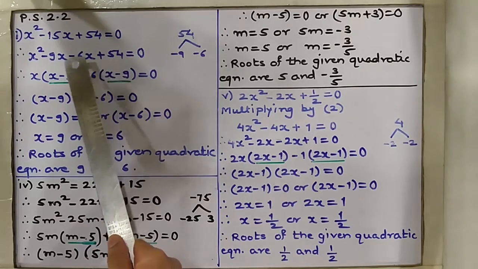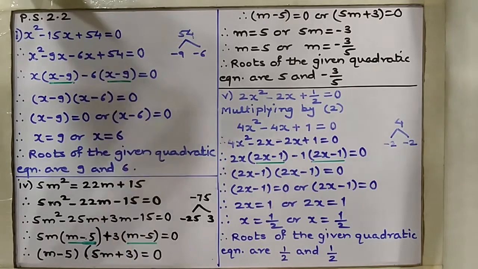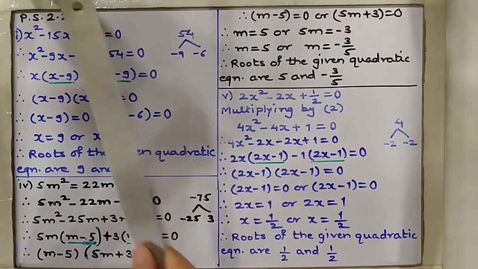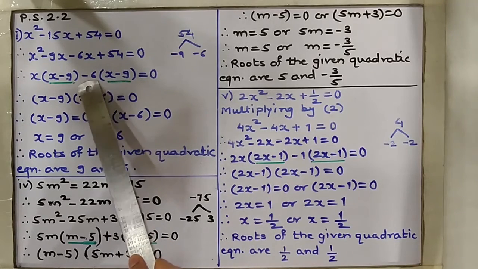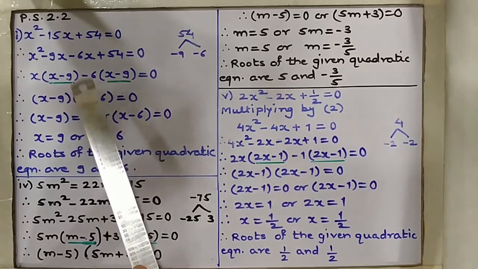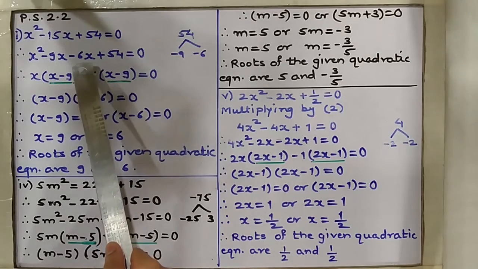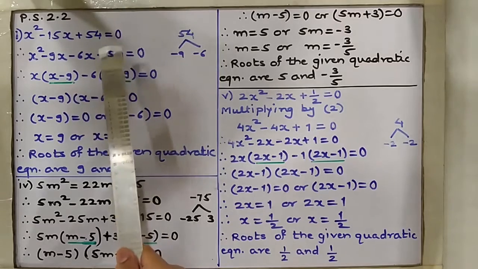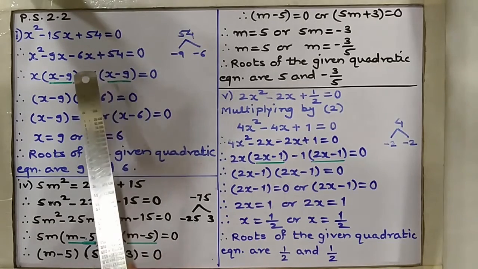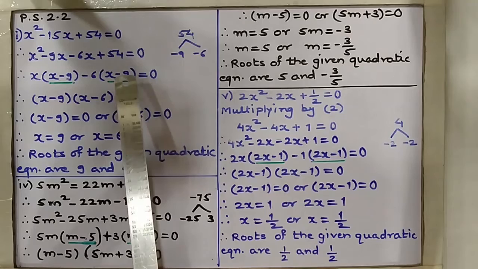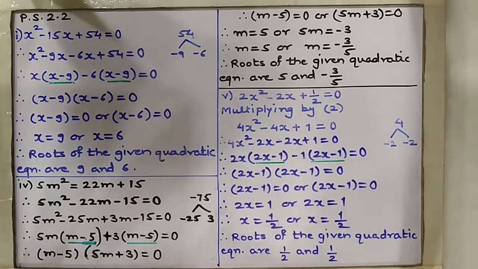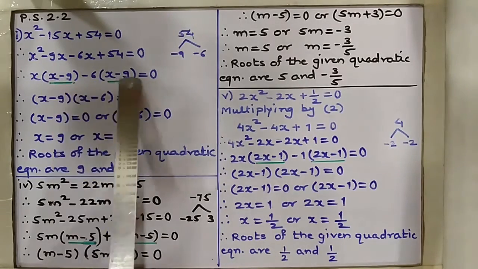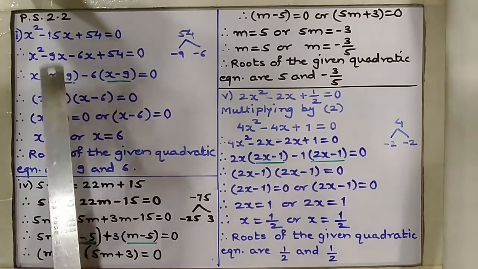Now come to the next two terms, minus 6x and plus 54. From these two terms we can take minus 6 as common. So what do we get inside the bracket? Check this term minus 6x. From this we have taken minus 6 common, so we'll get x over here. And from plus 54 also we have taken minus 6 as common, so you'll get minus 9 over here. Remember that these two brackets will always remain same.